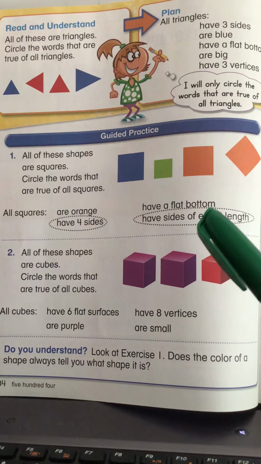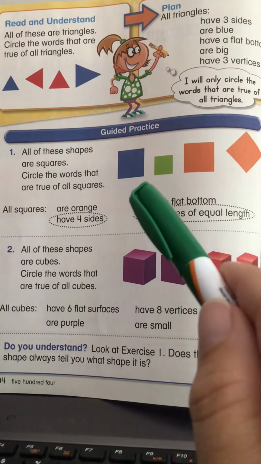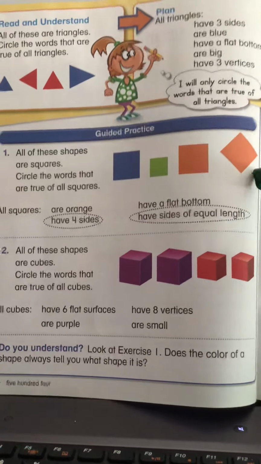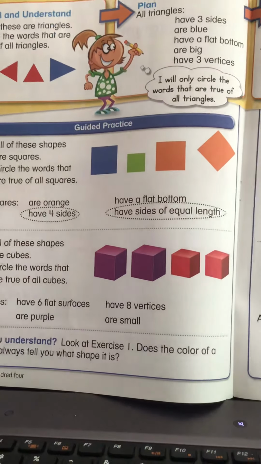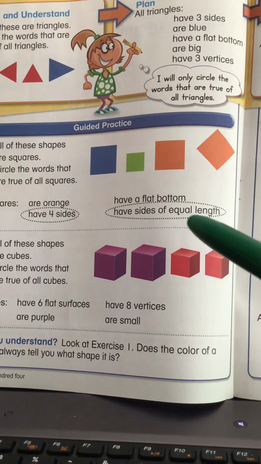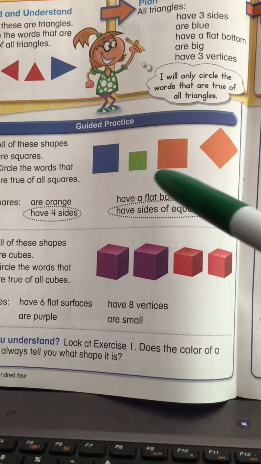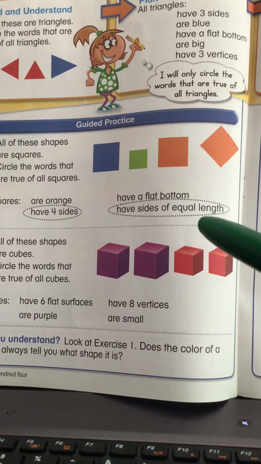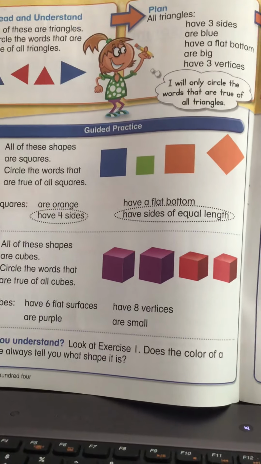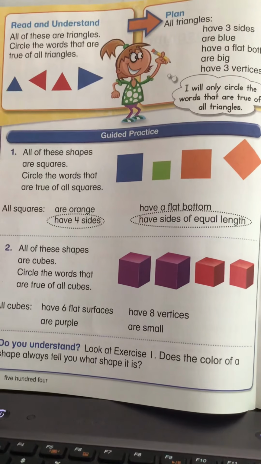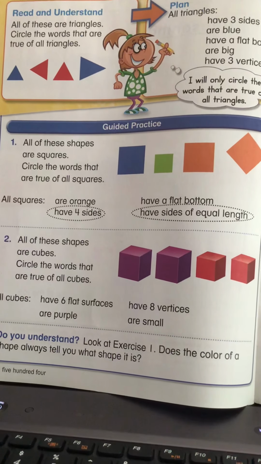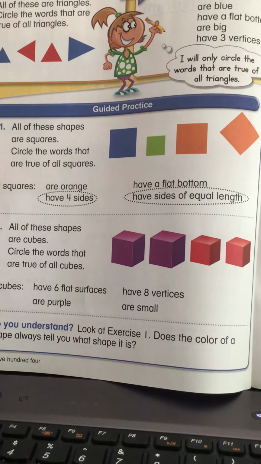All squares have a flat bottom. Does the bottom part always have to be flat? No. This one can have a pointed bottom and still be a square. Have sides of equal length. That means all the sides are the same size. Yes, that is something that a square has. So we are circling that one. It's already done for you. You just have to trace it. And you should also be thinking about the shapes and the describing words that we use while we do that.